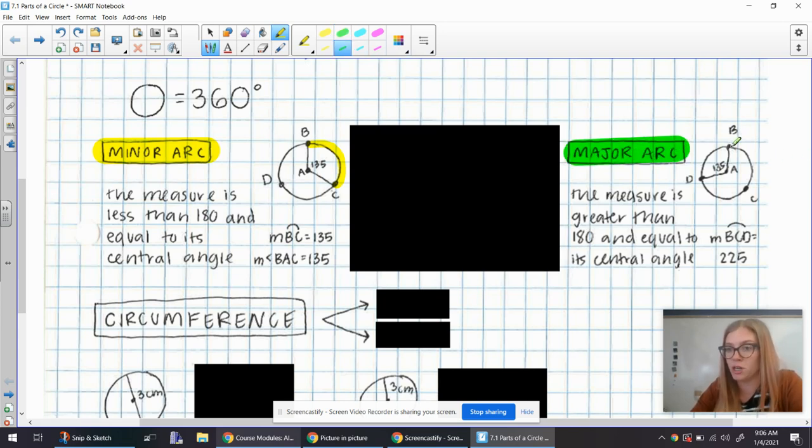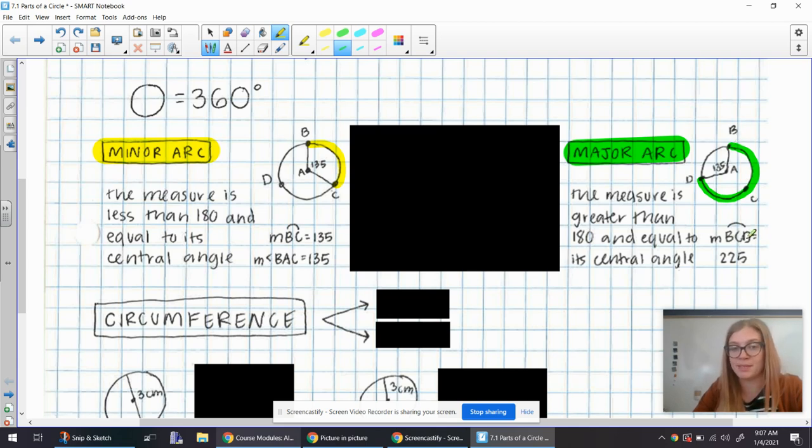So this time our arc goes around the circle, and it's equal to its central angle, but this time its central angle is larger than an obtuse angle. It's larger than a straight angle. It's bigger than 180 degrees. To figure out the measure of this angle, we're going to take the whole circle, which is 360 degrees, subtract this smaller arc, which is 135, and we get the measure of arc BCD is 225 degrees.